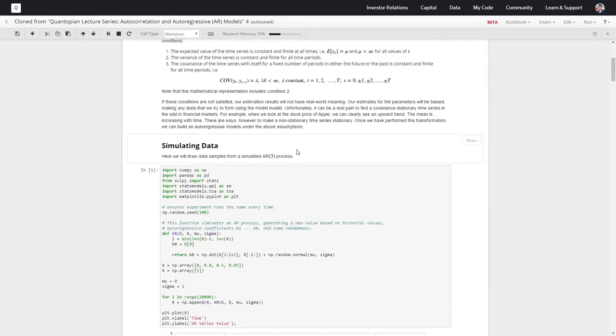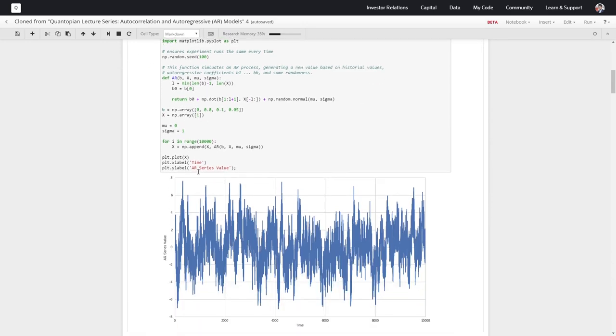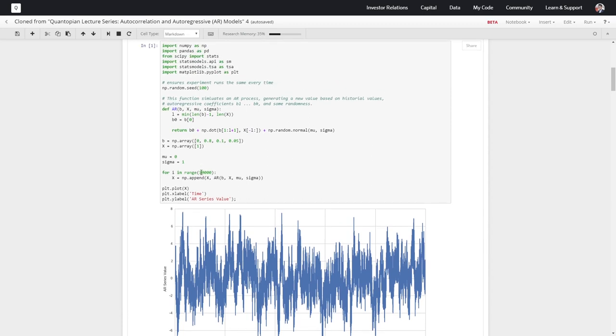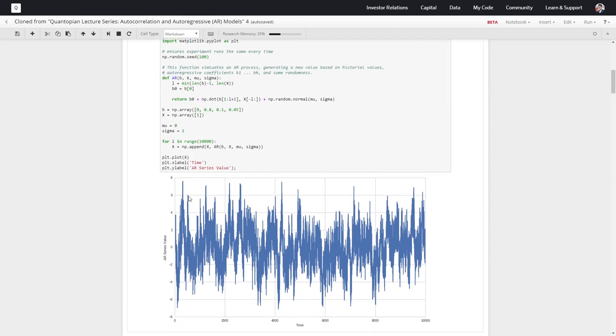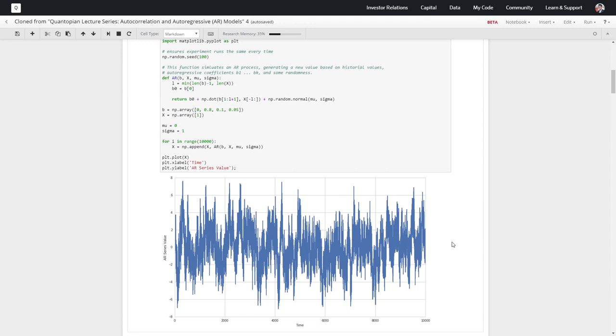So it's just encoding a little bit of memory for the last three points into the system, well, a lot of memory for the t-1 point, but we just define this little function to actually generate data, and we generate 10,000 points, and that's what this looks like. So the first thing I want you to know is autocorrelated data is spiky. This is kind of the canonical graph you'd see with spikes.